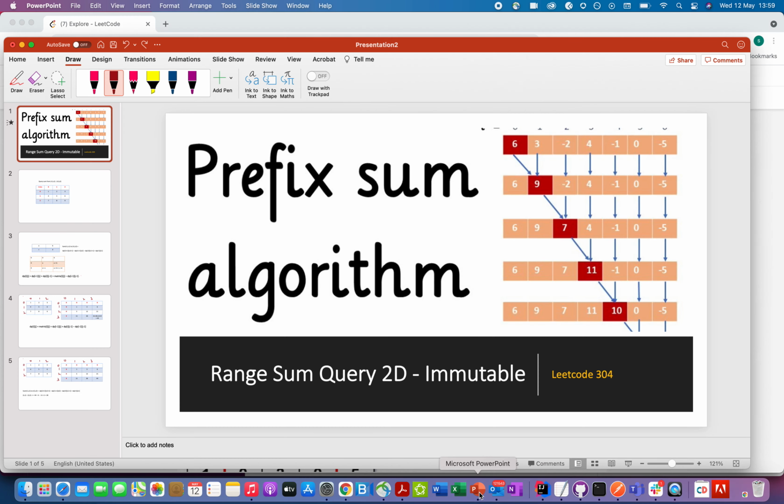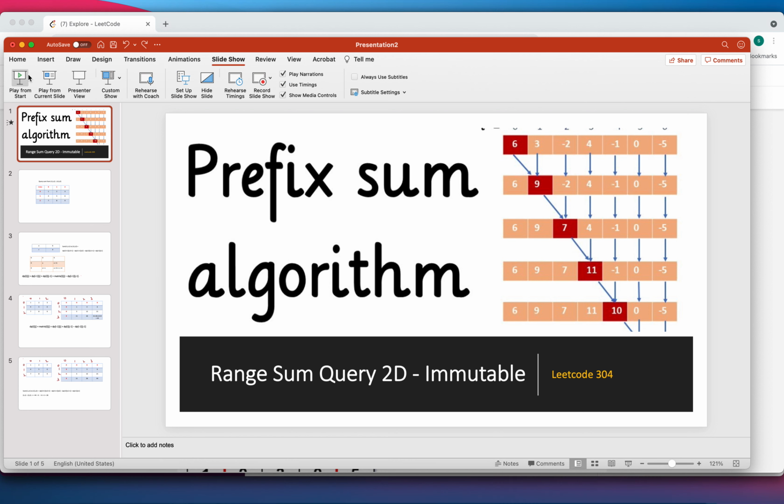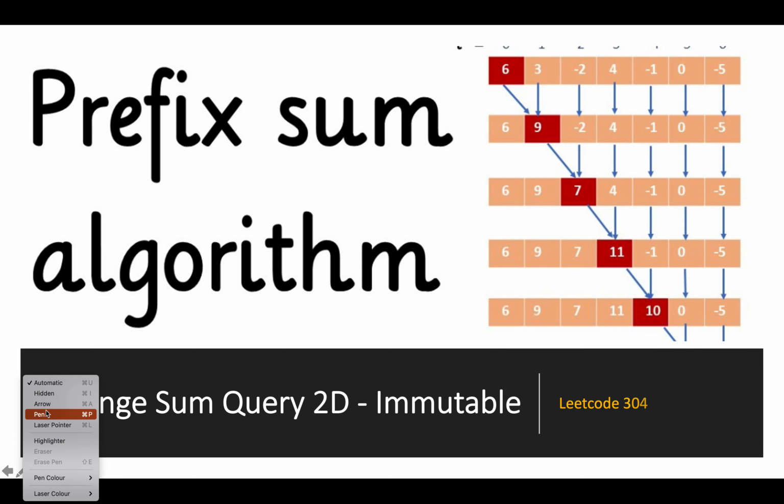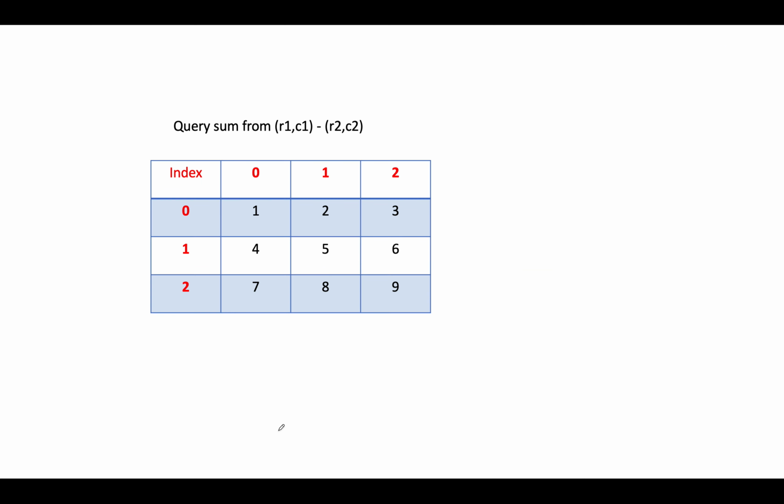It's not a very tough question, it's a simple question provided you know a few concepts of the prefix sum algorithm. So let's get started with it, and let me just take a pen here. Range query sum 2D immutable.